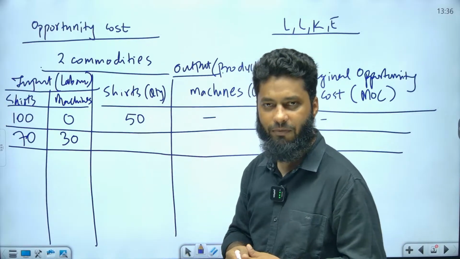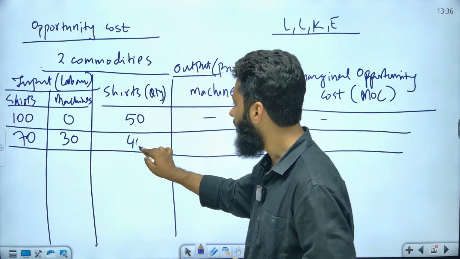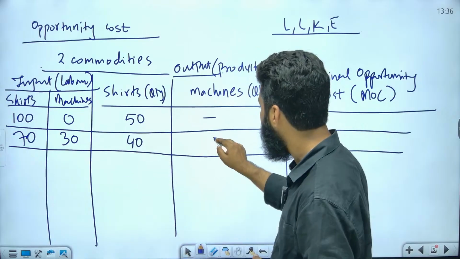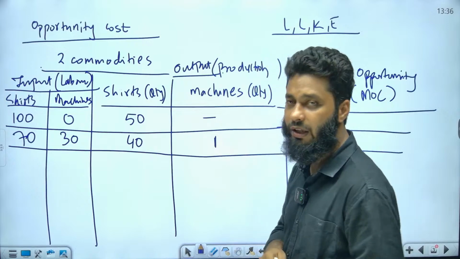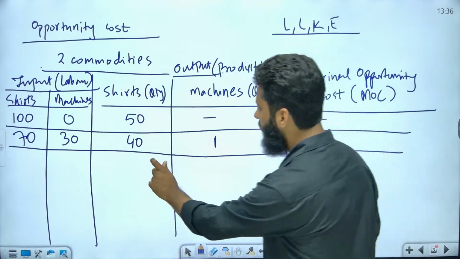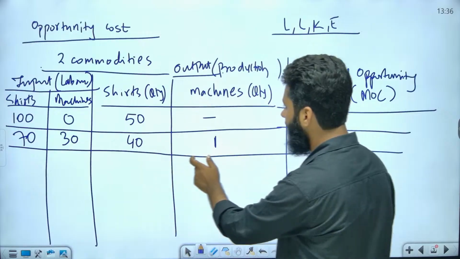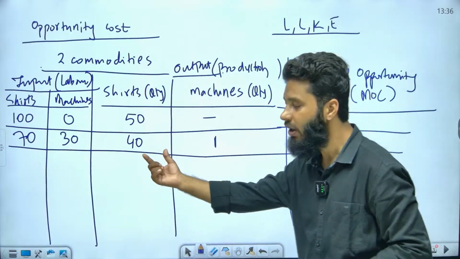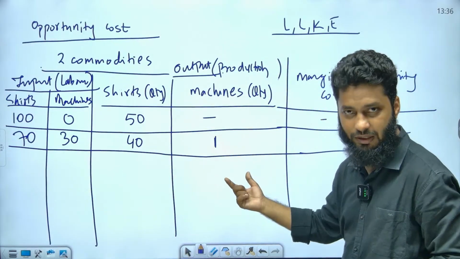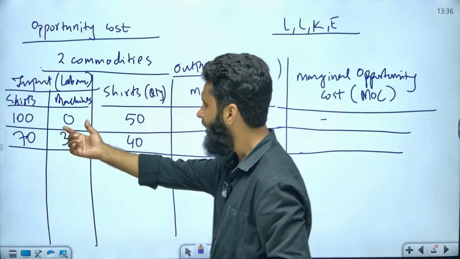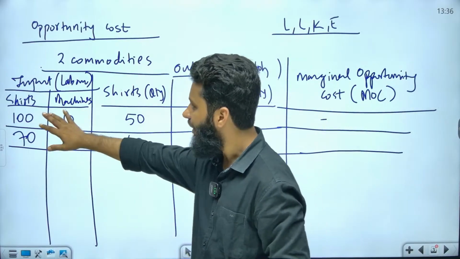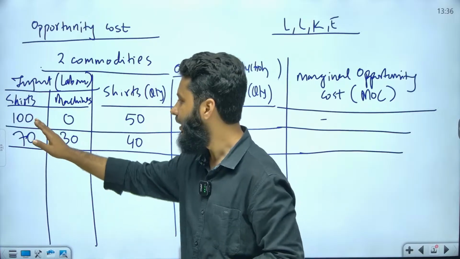50 shirts were being produced. Now it is only 40 shirts being produced at the cost of one machine. So now you are able to produce 40 shirts and one machine. I hope you are able to understand. See, in the first case, you are manufacturing only shirts, right, and no machines.